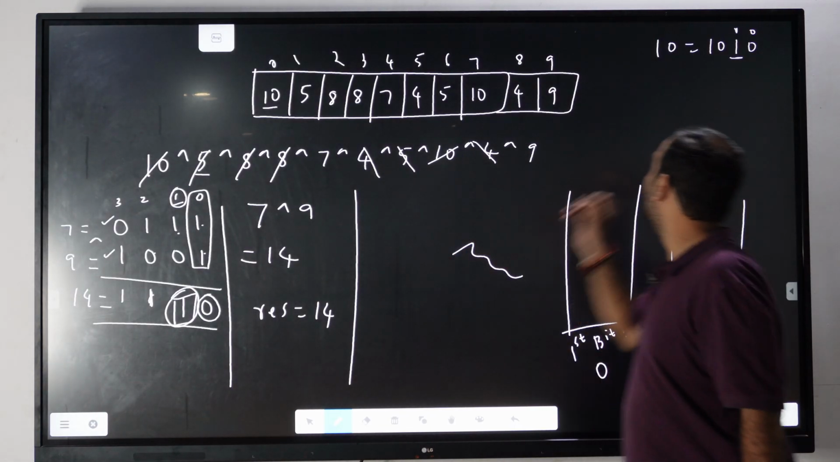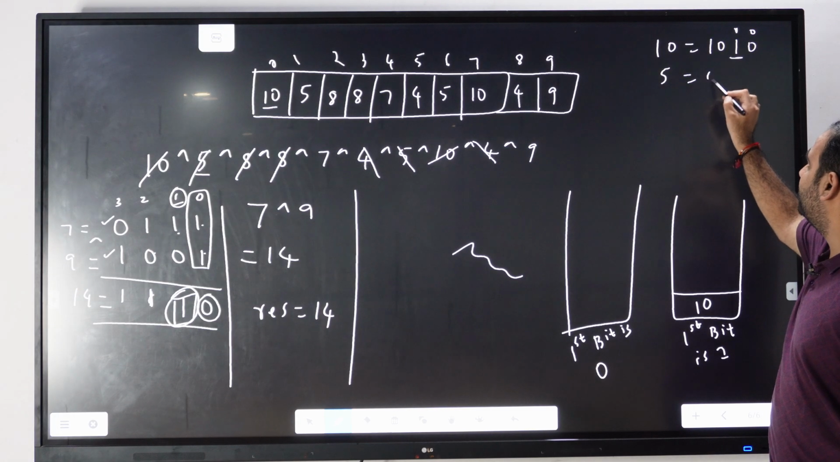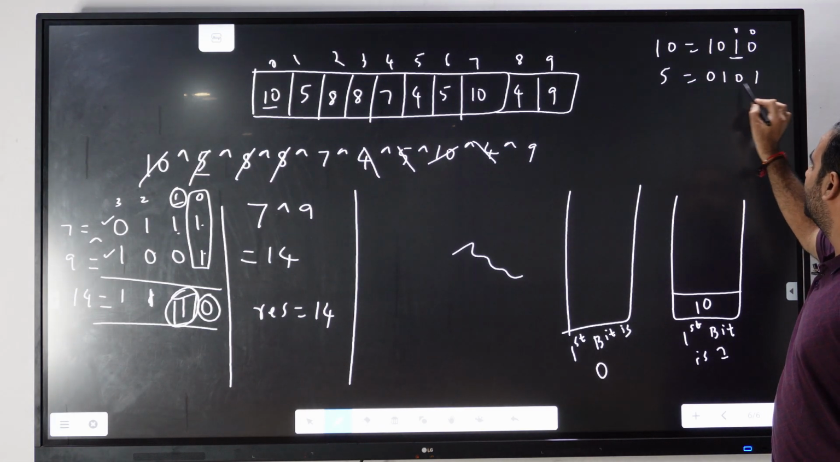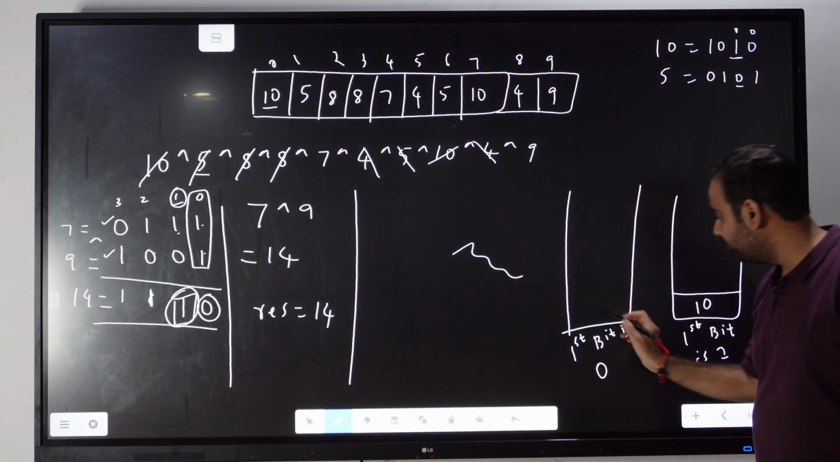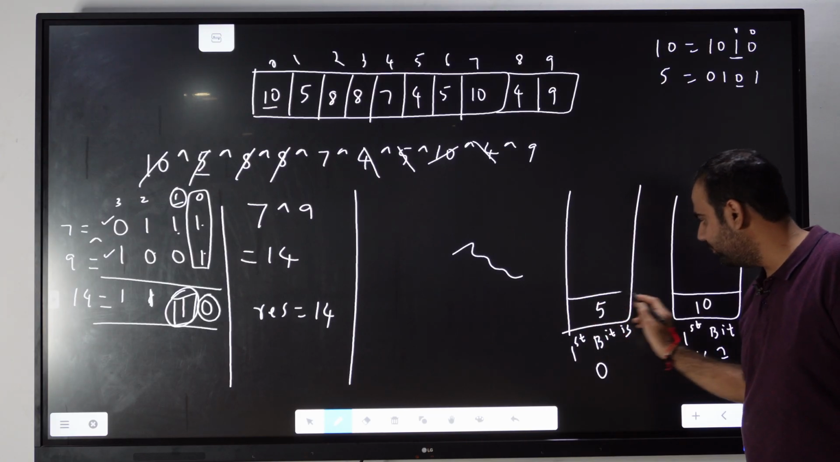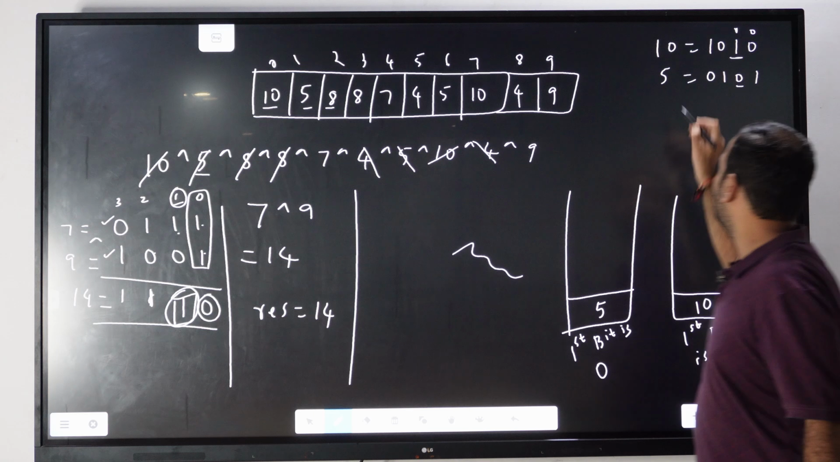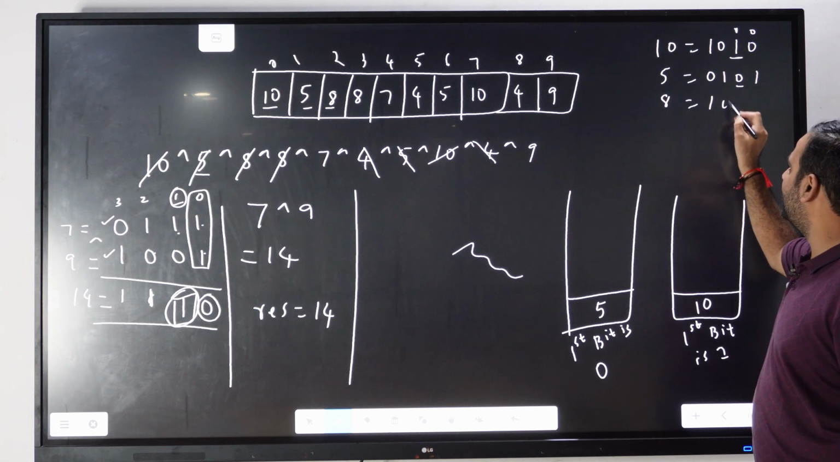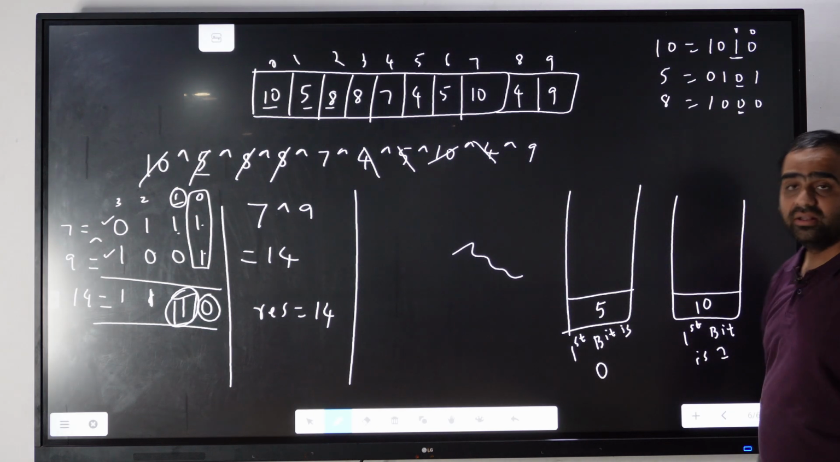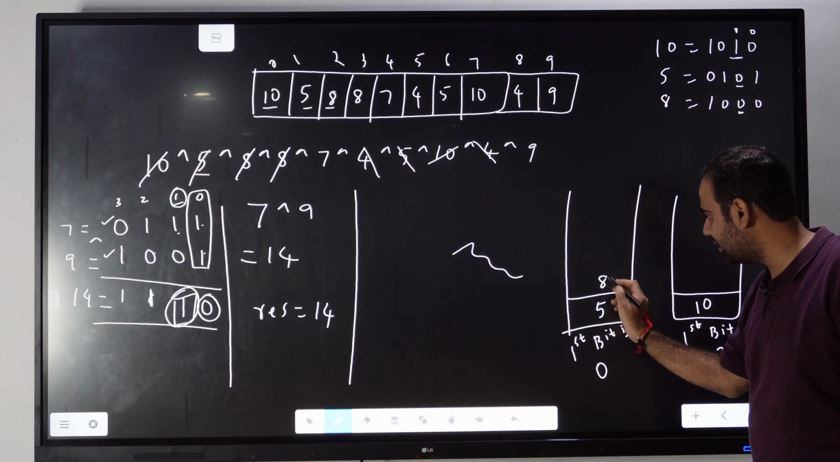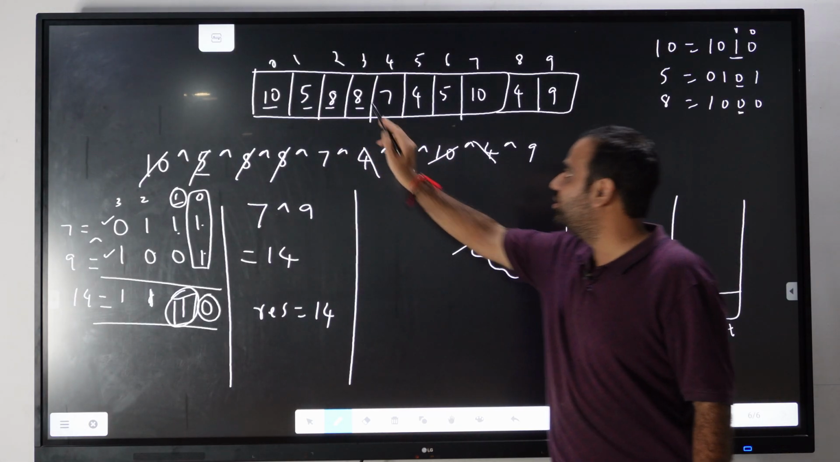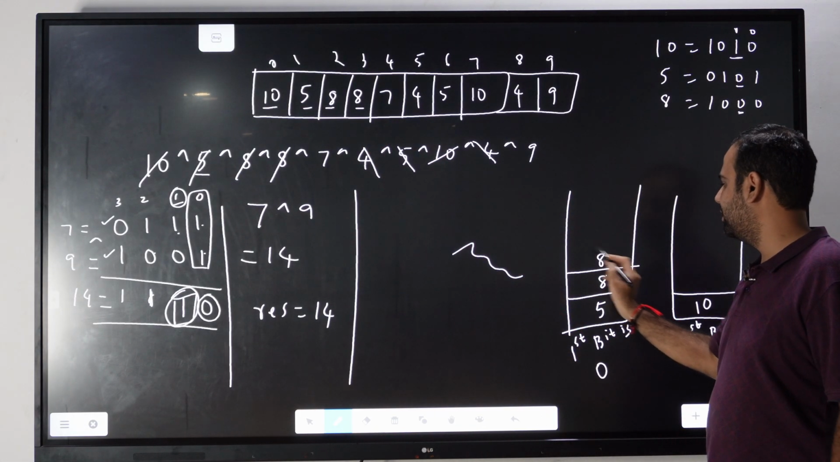Let us take 5. What is 5 in binary? 5 in binary is 0101. What is the first bit? It is 0. Therefore, 5 goes in the bucket of bit number 0. Next, you have 8. Now, what is 8 in binary? It is 1000. Now, again you see that the first bit is 0. Therefore, 8 comes here.